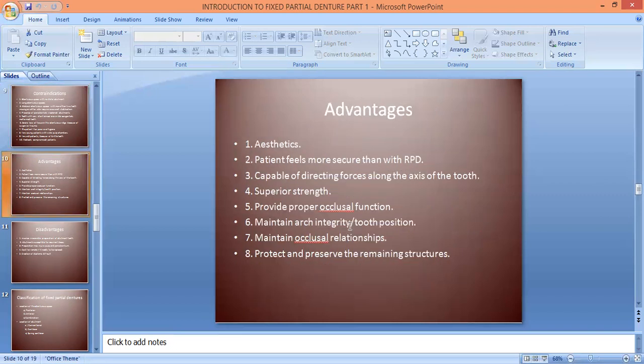What are the advantages of giving an FPD? First one is aesthetics, and the patient feels more secure than with a removable partial denture. It is capable of directing forces along the axis of the tooth. It has superior strength compared to RPDs, provides proper occlusal function, maintains arch integrity, maintains occlusal relationship, and protects and preserves the remaining structures.